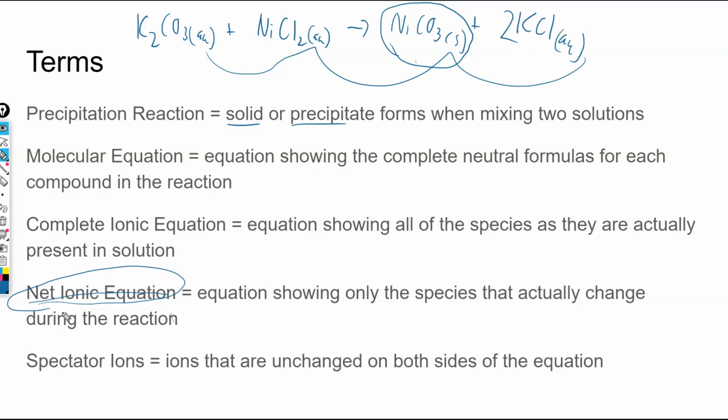And then the last thing are spectator ions. The ions in the net ionic equation are not going to be spectator ions. So these are the ions that are unchanged. These are the ones that you basically cancel out on both sides. Now this will be a little bit longer, going through two examples only. So take good notes, use these two examples to make sure you really understand them, and come back to them anytime if you ever do need to.